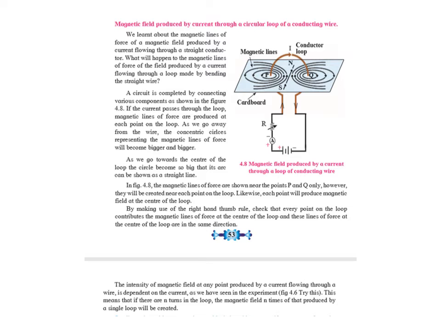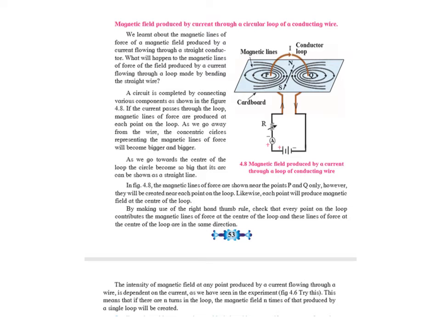As we go away from the wire, the concentric circles representing the magnetic lines of force will become bigger and bigger. Look at point P and then look at point Q. If you see near point P, the circles are smaller. But we just learned that the intensity of the magnetic field reduces as we go away from the conductor. So as we are going away, the circles are also becoming bigger and bigger. Look at points P and Q.